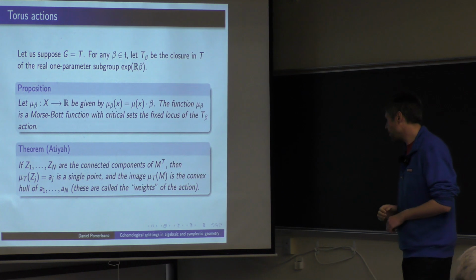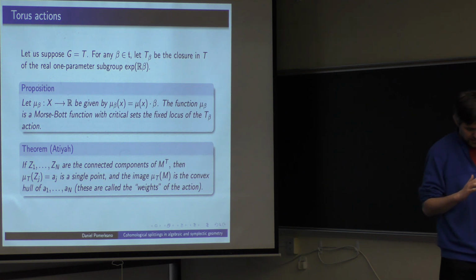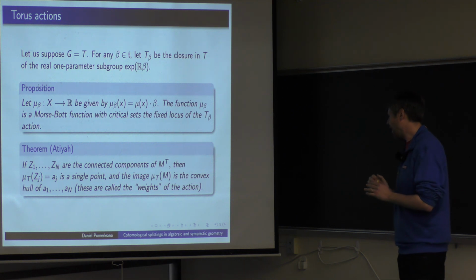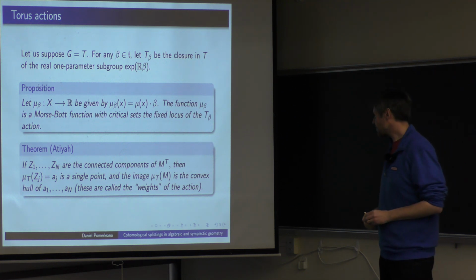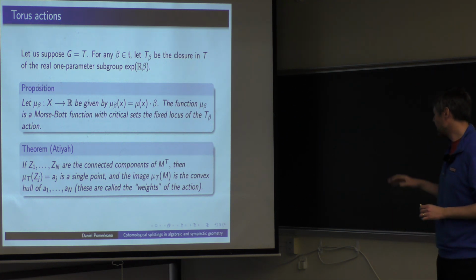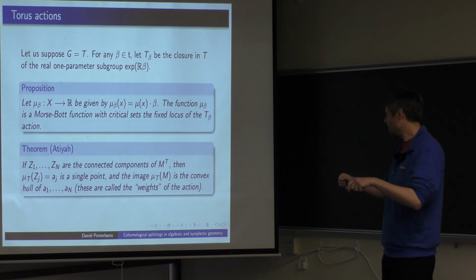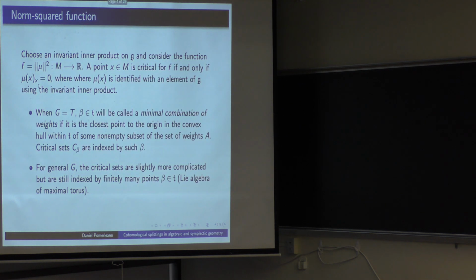Using this theorem, Atiyah gave a structure theorem for what the actual image of the moment map looks like. The fixed point sets all map to single points, and the image of the moment map in R^n is the convex hull of those points, which are called the weights of the action. And so the equivariant formality will be looking at these Morse-Bott functions.